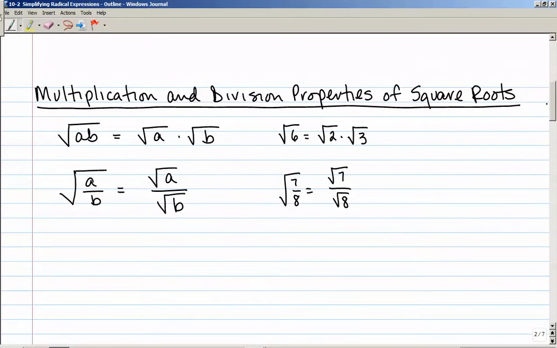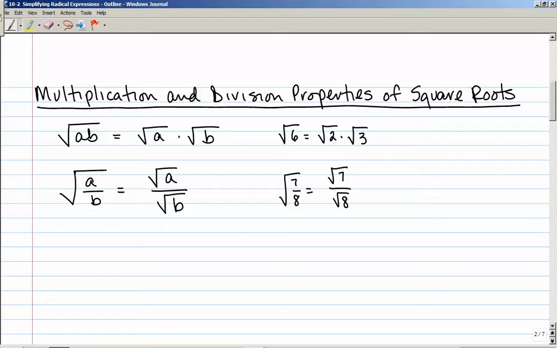Here's a couple properties that apply to square roots. We can say that the square root of the product a times b is equal to the square root of a times the square root of b. Or in other words, looking at this with numbers, if I have the square root of 6, I can break that down into the square root of 2 times the square root of 3.